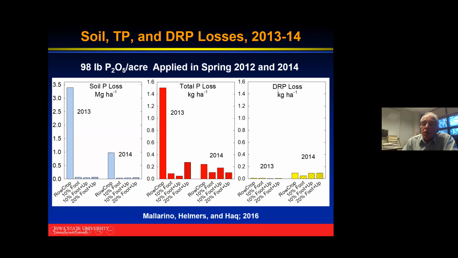Now, when we measure the soluble reactive P, look at this. There was essentially no difference in 2013 between any treatment, okay? And in 2014, there was no difference between the treatments either. So the strips really reduce soil loss. It can reduce total P loss, especially the particulate P loss. But in these 2 years that we have the study, there wasn't much dissolved P coming off from these fields.